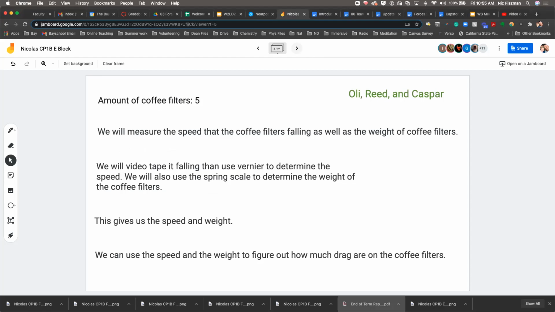So for our group, we all decided that we were going to go with 5 coffee filters, just a nice even number. We will measure the speed of the coffee filters falling as well as the weight of the coffee filters. And I think we're using Vernier for that. We will also use a spring scale to determine the weight of the coffee filters by just hooking it on. And then that'll give us speed and weight. And then we can use the speed and weight to figure out how much drag is on the coffee filters.